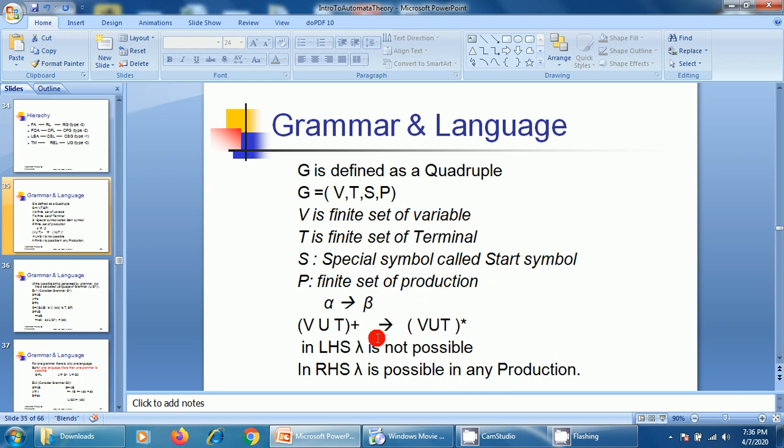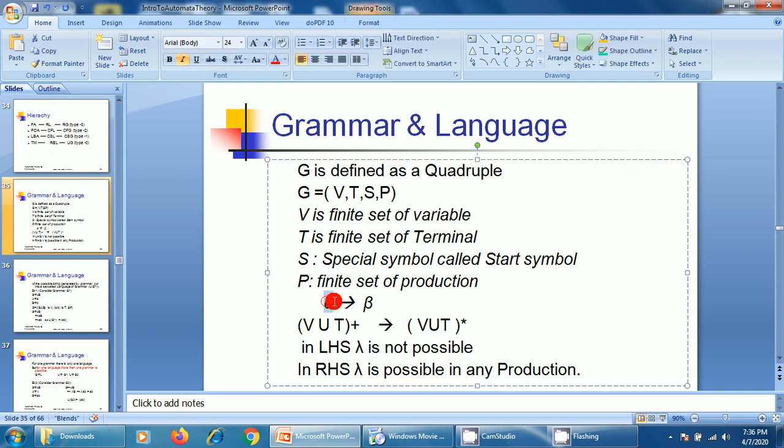Okay, and every production is in the form of alpha tends to beta. Okay, and this is the left hand side of the production, and this is the right hand side of the production. Okay, we read it as alpha tends to beta.